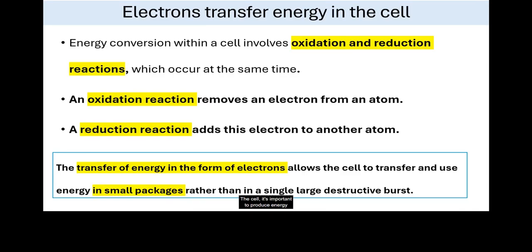In the cell, it's important to produce energy in small amounts, so it doesn't produce too much heat, and so that all the molecules and atoms don't move very quickly and damage the cell. So the transfer of energy in the form of electrons allows the cell to transfer energy and use it in small packages rather than in one single large and destructive burst.